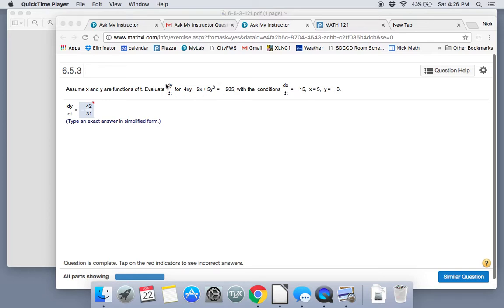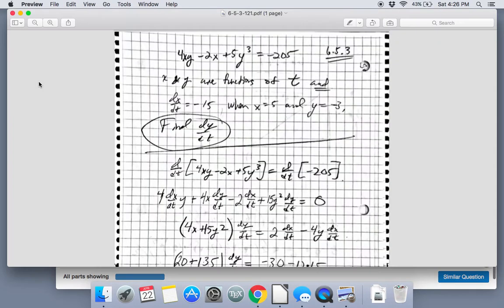So we can find a time derivative, the rate of change of y with respect to t, by using this equation that relates the variables, but also using one that equates their derivatives. And so what you do is you take the derivatives of both sides, since equal functions of t have equal derivatives, and you use that to isolate the dy/dt that you want. So here's what I was looking at. I started off with the equation that was given. It's an equation between x's and y's and equals minus 205.